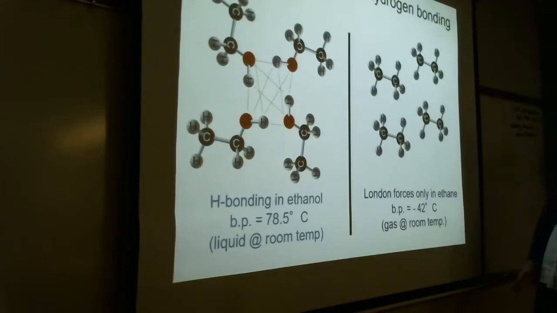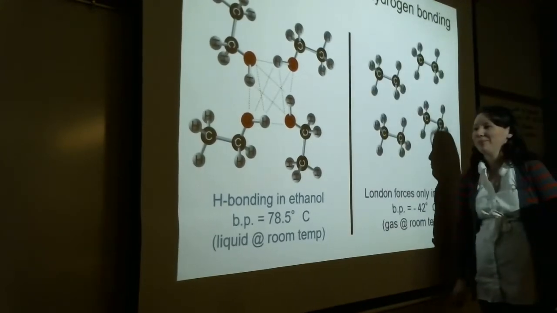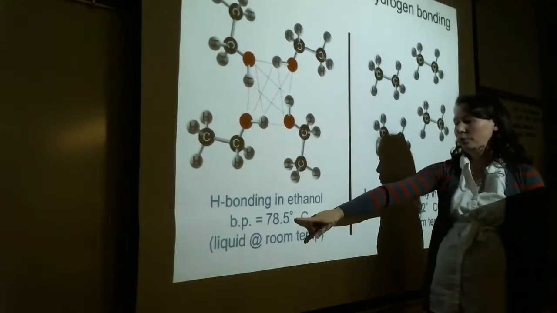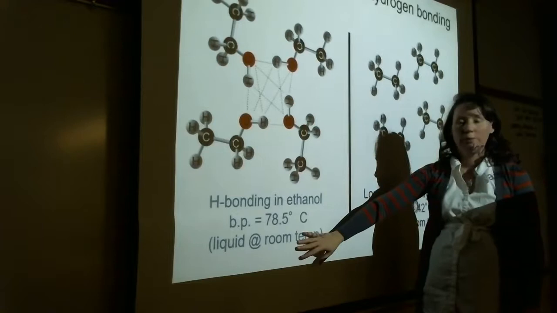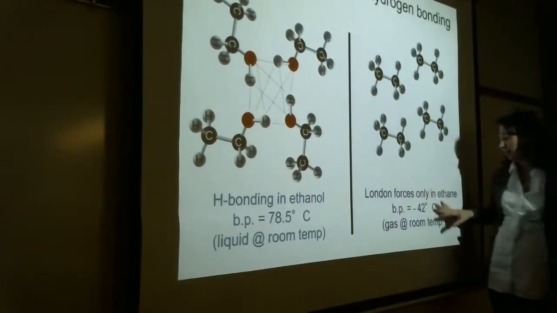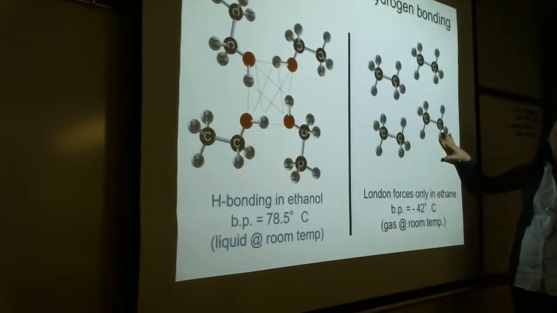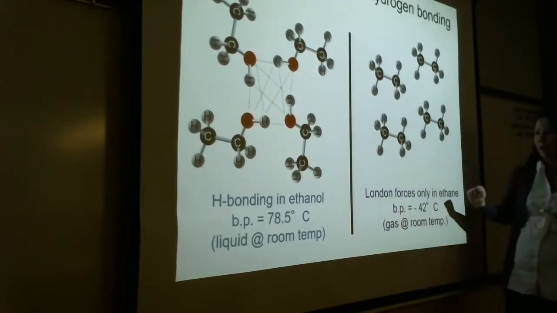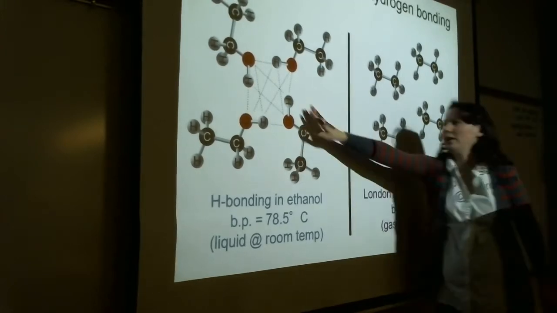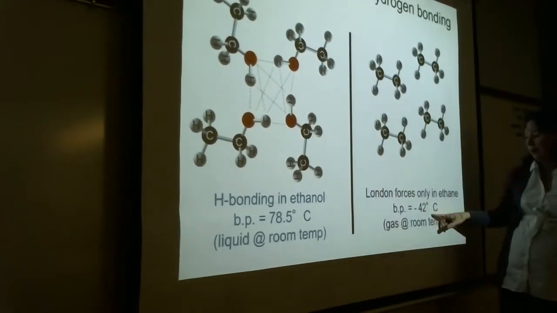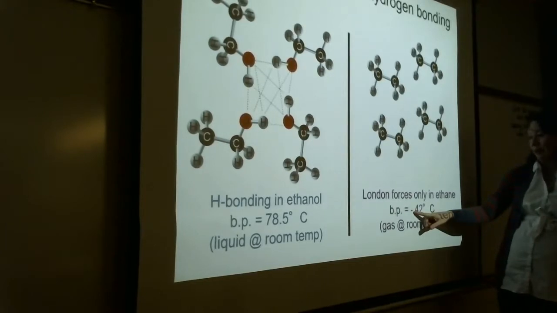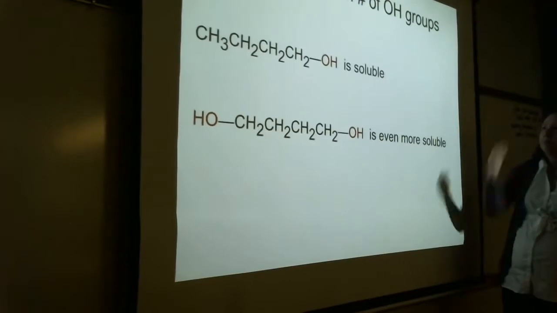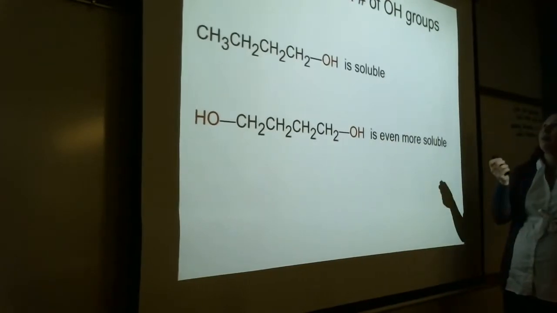So here are two examples I just made off the cuff. Hydrogen bonding in ethanol, right? There's its boiling point at 78.5. It's a liquid at room temperature. Here's ethane, which has London forces only. So if you're comparing ethanol to ethane, ethane is just you yank off this OH and put that hydrogen back. It's a gas at room temperature. It boils at -42 versus 78.5. That's a humongous difference.